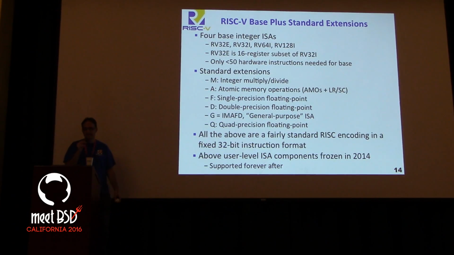Okay, so just to quickly go over what it is. I don't want to spend too long here. It's a lot of details. There are 4 base integer ISAs, with 32-bit, 64-bit, and 128-bit address spaces. When we started the project, we put the 128-bit address space version in there kind of as a joke, because the only thing that really kills an ISA is running out of address bits, right?